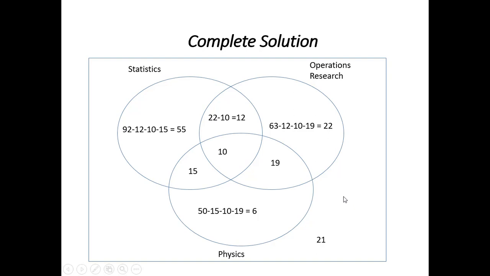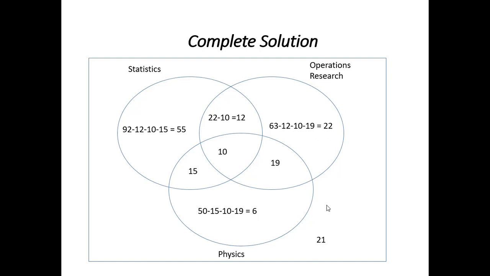And finally, this region outside would be the number out of the original 160 students that do not take any of these courses. To find this, we'd take 160 and subtract all of these, along with the 92. So 160 minus 92 minus 22 minus 19 minus 6 would give us 21. Now I have the number of students in each of these 8 regions. So that was the first part of this example.